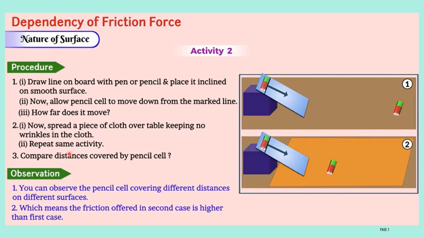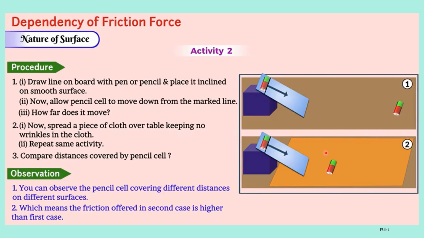Then compare the distance covered by the pencil cell. Here is the first case, here is the second case. Compare how much distance the pencil cell has covered. Observation: you can observe the pencil cell covering different distances on different surfaces. Easily you can observe. In the first case the pencil cell covers more distance. In the second case the pencil cell covers only a small distance.